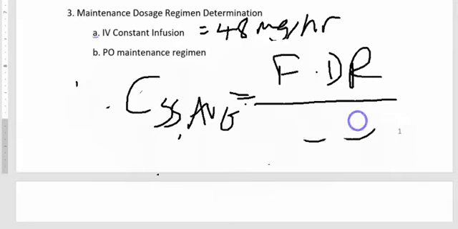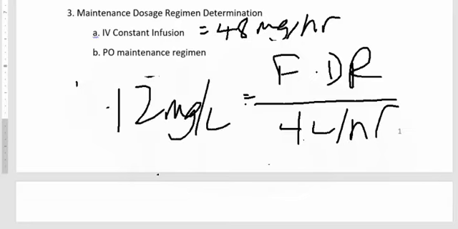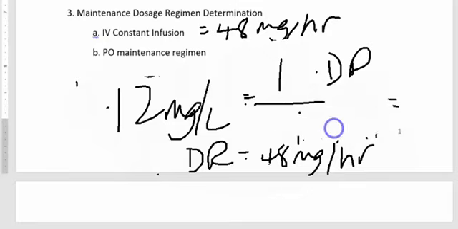Clearance, again, is 4 liters per hour. Our target CSS average is 12 milligrams per liter. Our bioavailability, I've made this pretty simple, is 1, isn't it? So again, our dose rate is 48 milligrams per hour, but that isn't the end game, is it? That's our dose rate, but what's our dose interval? We need to figure out our dose interval.